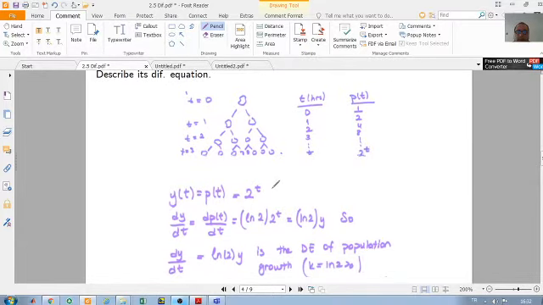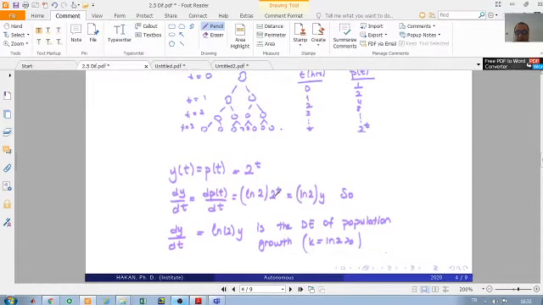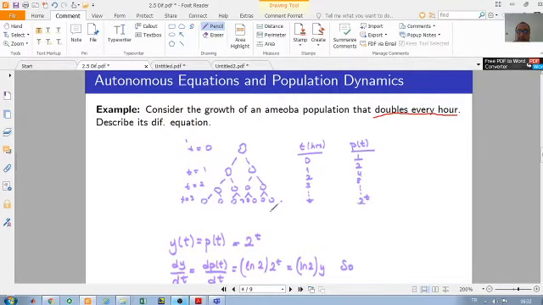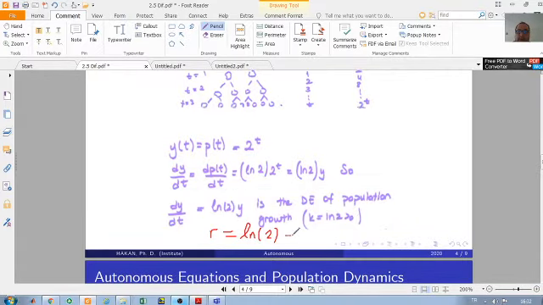By taking the derivative of this equation, we obtain dy over dt is equal to the derivative of 2 to the power t, which is equal to ln 2 times 2 to the power t. So 2 to the power t is y of t. Therefore, we obtain dy over dt is equal to ln 2 times y. Here, r is equal to ln 2. The constant of proportionality for this example is ln 2.